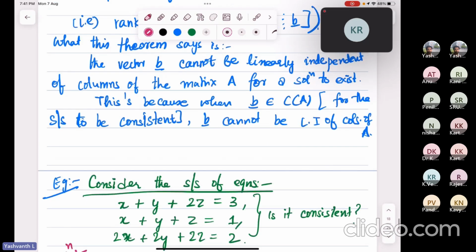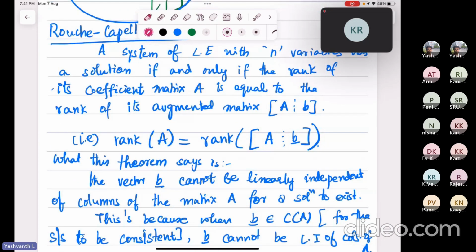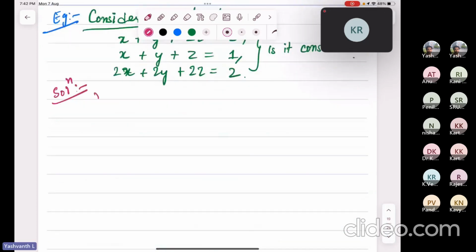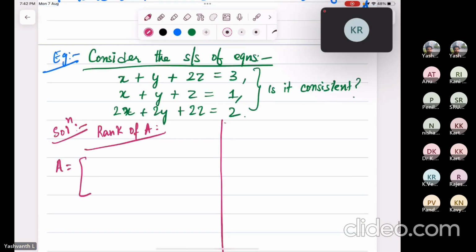We should just check whether rank of A equals rank of A augmented with the vector B. So we'll first compute rank of A. A is nothing but 1 1 2, 1 1 1, 2 2 2. Okay. Now how to find the rank?